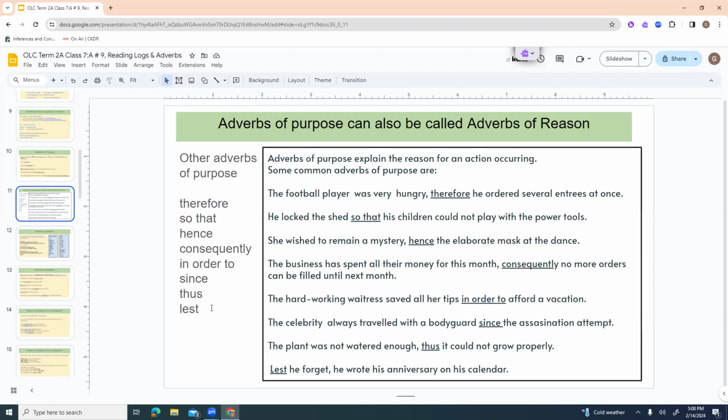He locked the shed so that his children could not play with the power tools. She wished to remain a mystery, hence the elaborate mask at the dance. The business has spent all their money for this month. Consequently, no more orders can be filled until next month. The hardworking waitress saved all her tips in order to afford a fortification. The celebrity always traveled with a bodyguard since the assassination attempt. The plant was not watered enough, thus it could not grow properly. Lest he forget, he wrote his anniversary on his calendar.